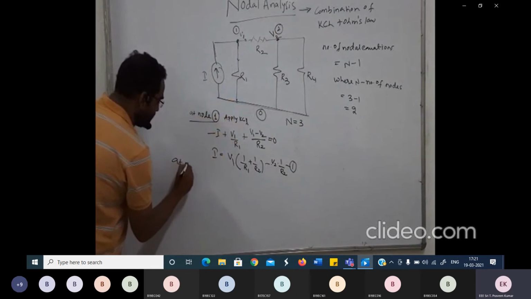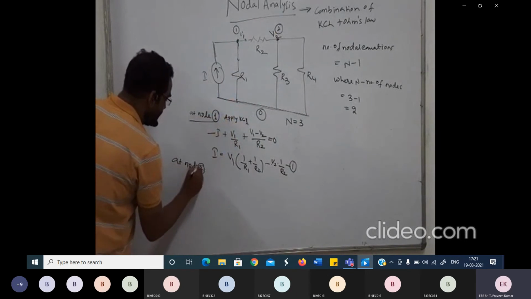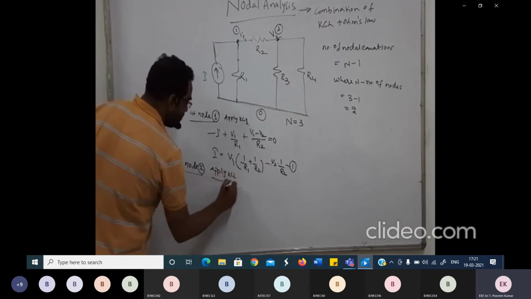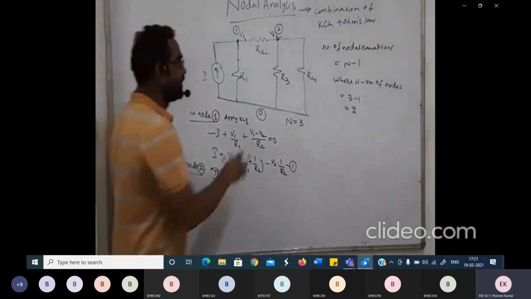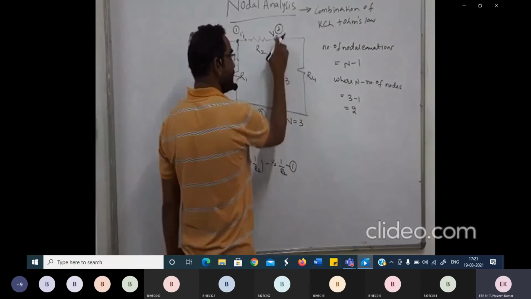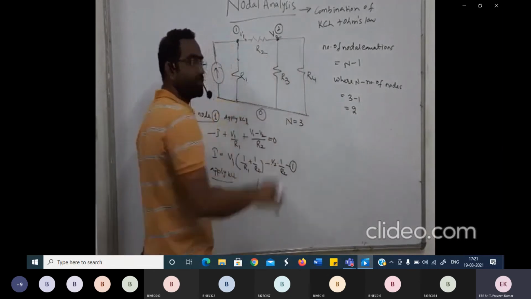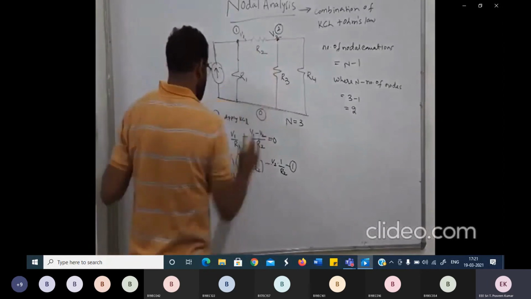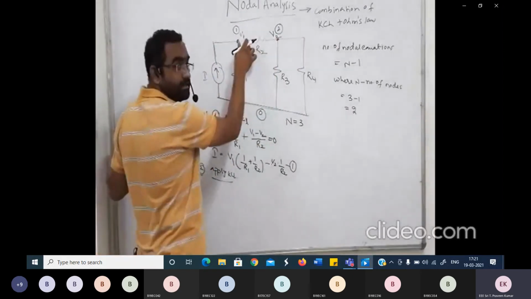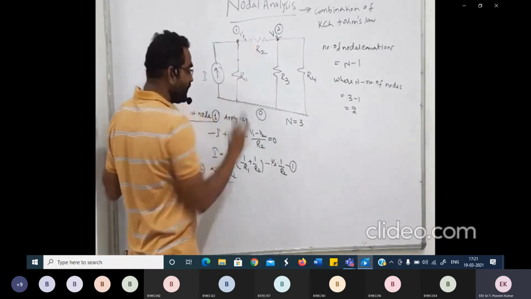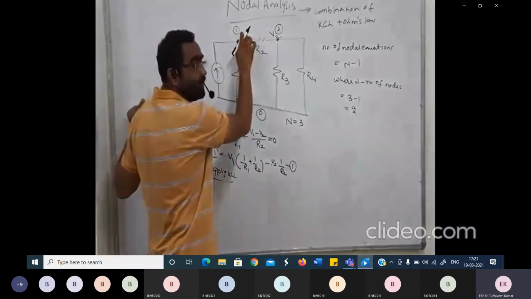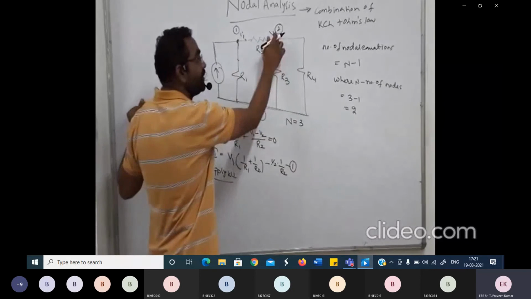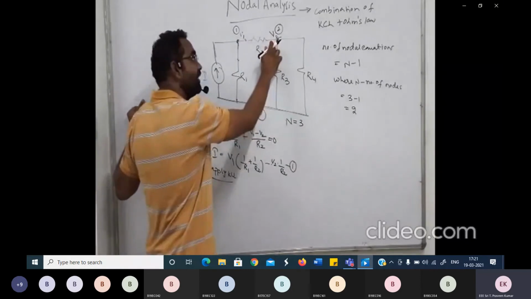Now let us go to the next one. At node 2, again apply KCL. Let us see what are the elements connected here. R3 is connected at V2, nothing but node 2. R4 is connected, R2 is connected, and there is no current source. Now let us write the equation with R2 first. What is the current in this that is to be calculated? Just now I told you, because I was writing the equation at node 1, I took V1 at higher potential. Now because I am going to write the equation at node 2, I take V2 at higher potential.